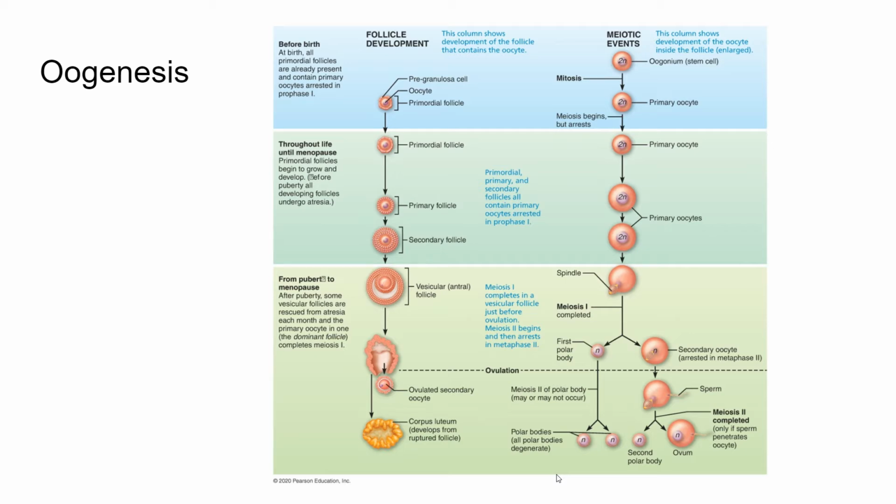The oogonia, which is the stem cell, begins mitosis, and this produces those additional egg cells, and then later that will lead to the production of the primary oocyte, and then the meiosis of those will lead to the secondary oocyte, which will lead ultimately to the ovum. So we're going to be talking about that whole process and when and how that occurs.